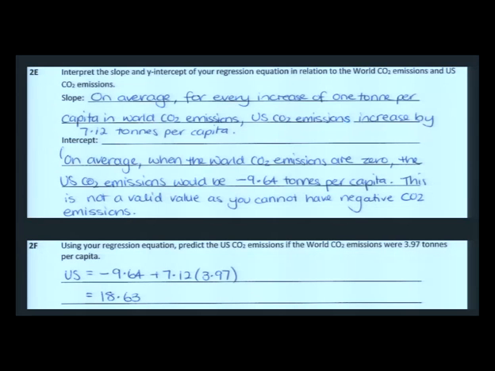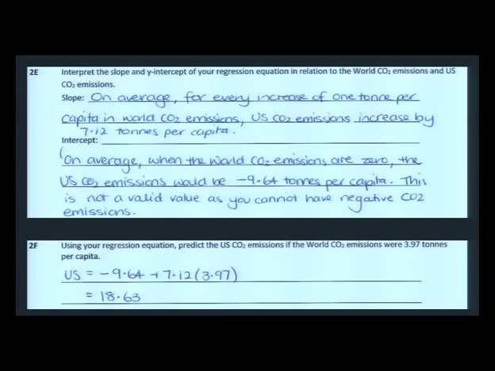The intercept, again, don't just state it. You have to interpret what it means, and then tell me whether it's a valid value or not. So in this case, when the world CO2 emissions are 0, the US CO2 emissions will be negative 6.4 tonnes per capita. I've said this is not valid because you can't have negative CO2 emissions. Now, you might argue technically they're making more oxygen or something ridiculous like that, but we're not really interested in that. We're just, can you look at it and say, yes, it's valid or not?